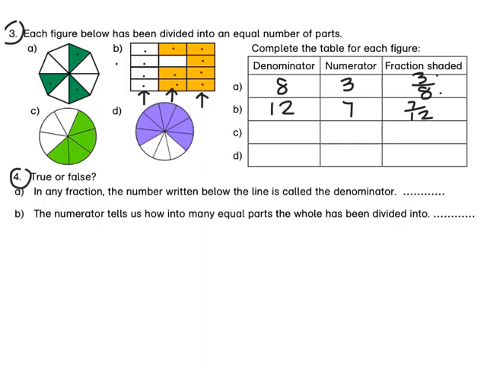Let's look at the answer for 4, true or false. In any fraction, the number written below the line is called the denominator. This is true. For B, the numerator tells us into how many equal parts the whole has been divided. This is false. The denominator tells us how many equal parts the whole has been divided into. The numerator tells us how many of those equal parts have been taken.